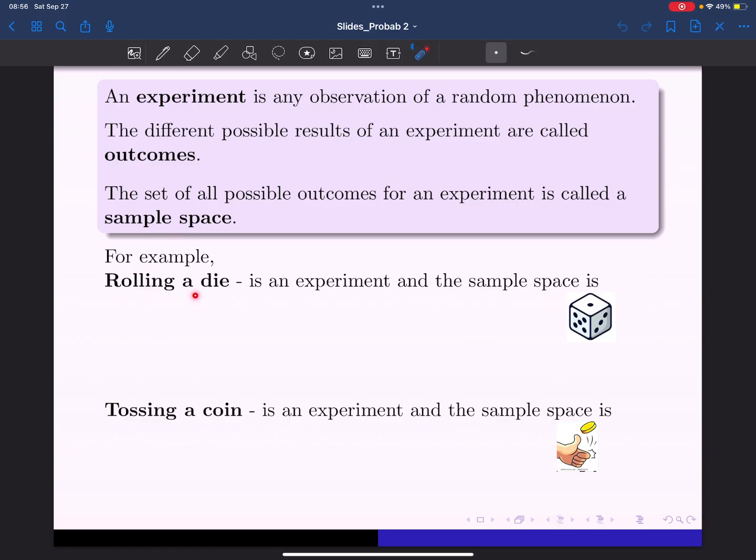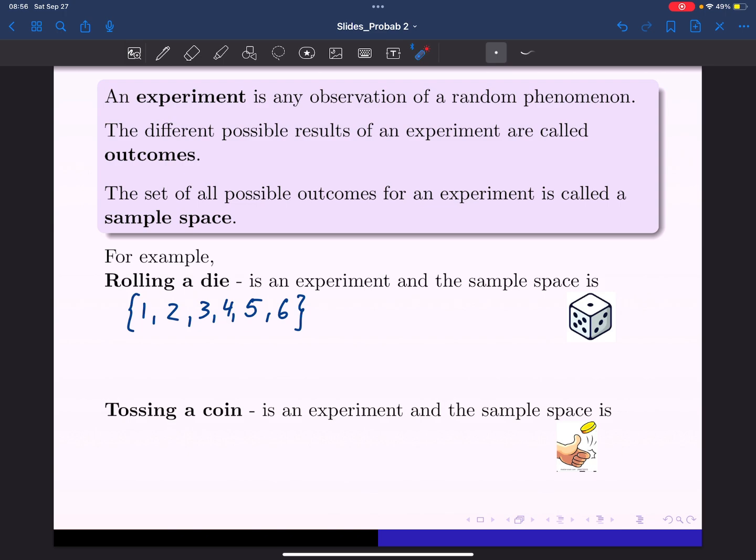For example, rolling a die is an experiment, and the sample space is whatever outcomes we can get. When we roll one die, we can get 1, 2, 3, 4, 5, or 6. To denote this, we use the curly bracket, which means set with listed elements. So this would be the sample space, the set of all possible outcomes. How many do we have? 1, 2, 3, 4, 5, 6.